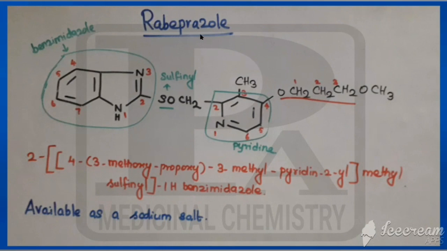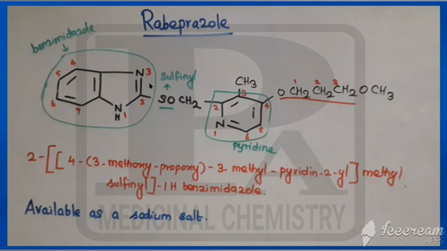The last drug is called rabeprazole. Look at the structure of rabeprazole and compare it with omeprazole. In omeprazole, the benzimidazole has methoxy in the fifth position, but here that methoxy is absent. And in the fourth position of the pyridine, omeprazole has a methoxy group, whereas rabeprazole has a methoxypropoxy group. So omeprazole has a methoxy group in the fourth position, whereas rabeprazole has a methoxypropoxy group in the fourth position, and the fifth methyl is absent. So that is rabeprazole.